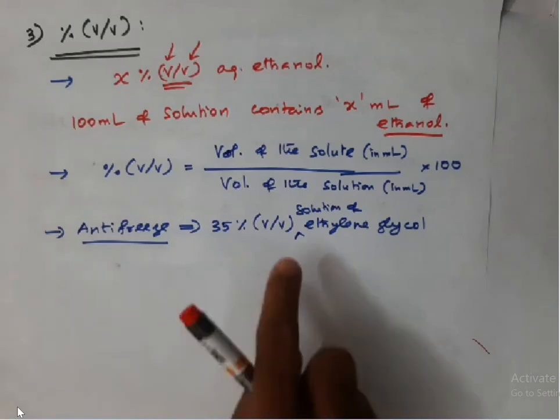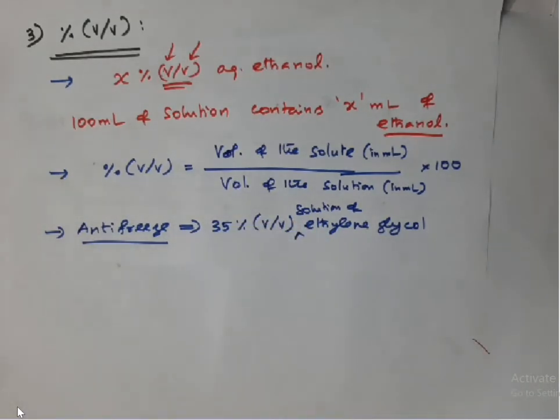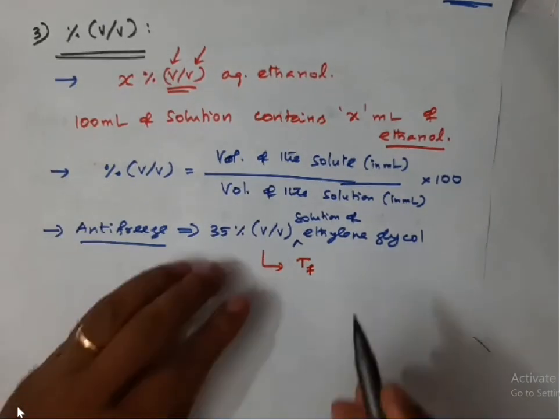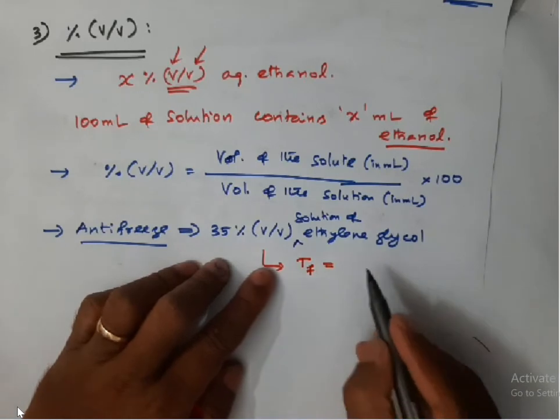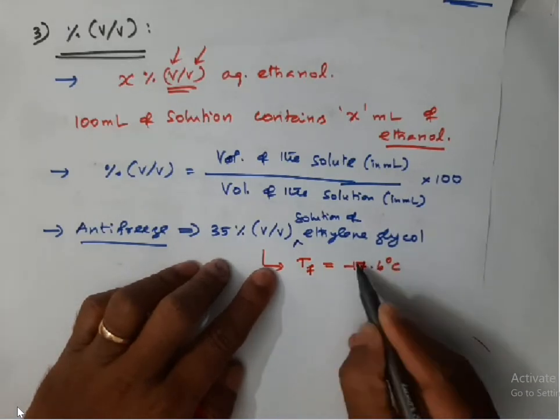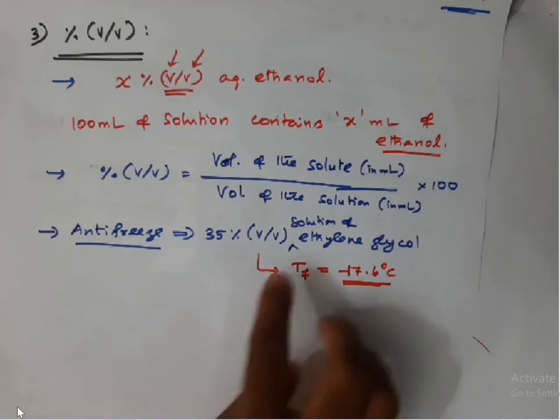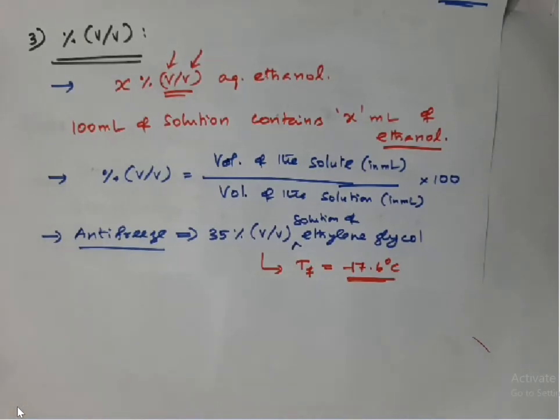This solution is actually used as antifreeze. Let me write like this: TF means freezing point. The freezing point of this mixture is minus 17.6 degrees Celsius. What is the meaning? Listen. In a car battery, we actually use aqueous solution. Aqueous solutions usually freeze near 0 degrees Celsius. It is not pure water. If it is pure water, 0 degree, no doubt in that. Since it is a solution, it freezes usually below 0 degree.